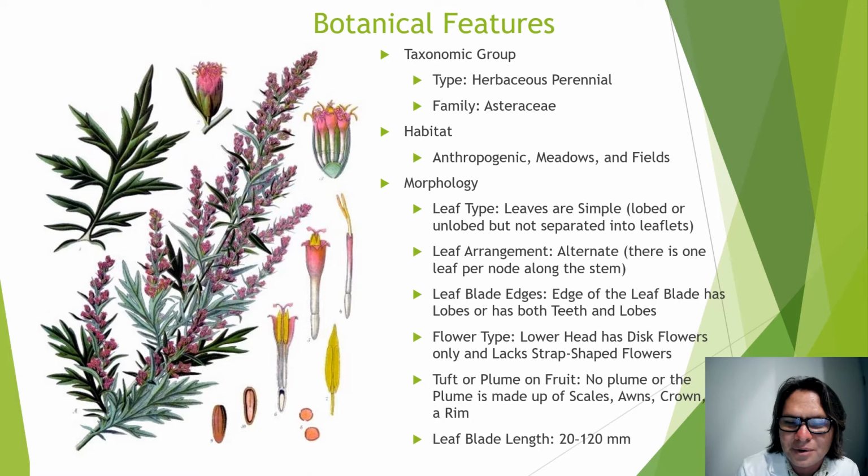Flower type, flower head has disc flowers only and lacks strap-shaped flowers. Tuft or plume on fruit, no plume, or the plume is made of scales on the crown rim. And the leaf blade length is 20 to 120 millimeters.